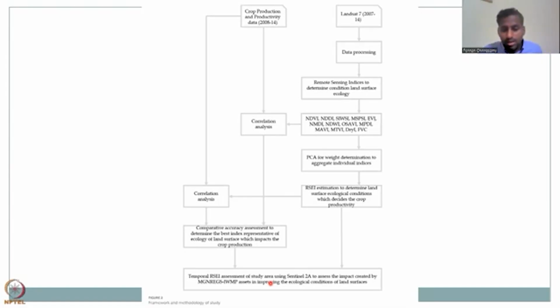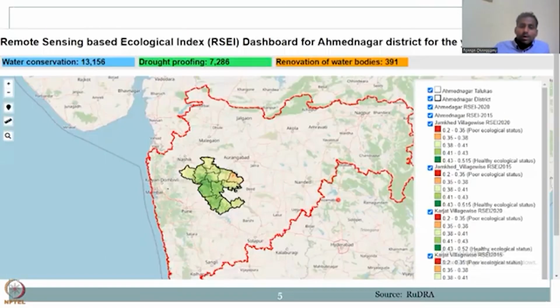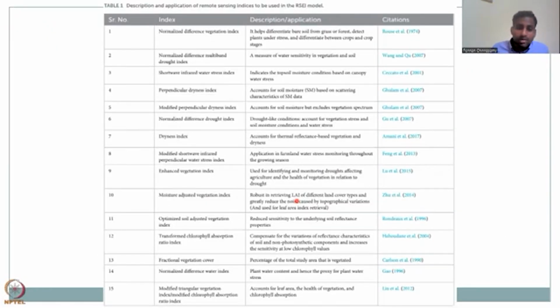To assess the impact, Sentinel-2A was used on the assets that were created during Manrega, IWMP, etc. So the assets were already showcased in this part. On the top, we have the water conservation assets, drought proofing assets, and then rejuvenation of water bodies, which is your tanks, and then nalas, canals, etc. This gives you all the indicators, like a database we always have, and some papers that have used or devised these indicators are on the right side. So you can definitely look into how this index is used.